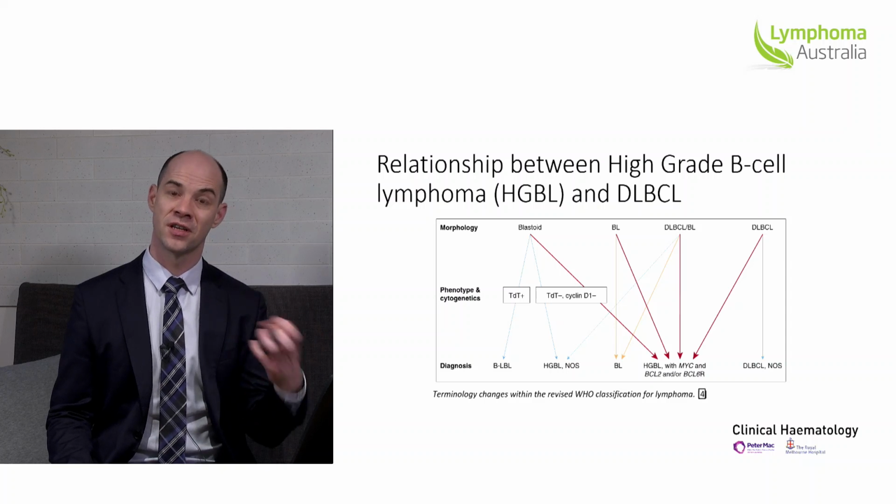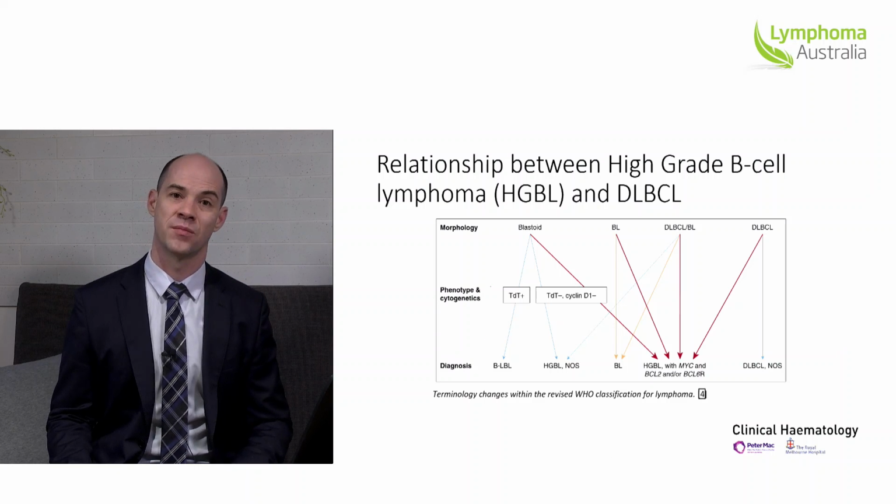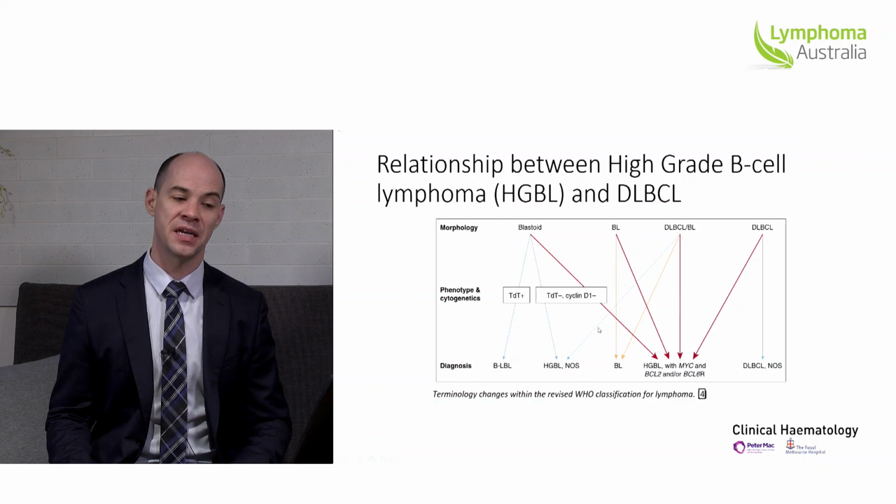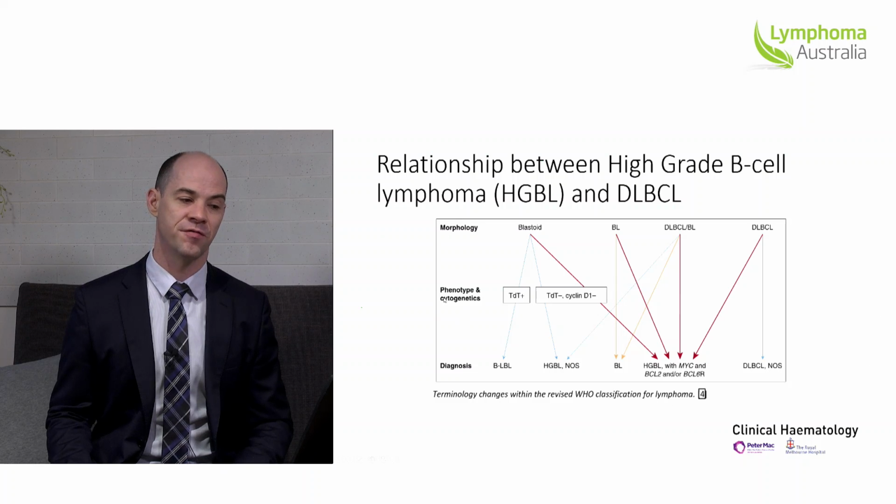realized that FISH, this way of looking at lymphoma cells that can be just a little bit more accurate than the pathologist's eye, was picking up on these rearrangements of MYC and BCL2 in lymphomas that didn't look like diffuse large B-cell lymphoma. And so you can see here on this diagram how the World Health Organization is changing our labels for lymphoma. And here, under morphology, is what the pathologist sees. Phenotype and genetics are what FISH might tell us and what the protein surface markers might tell us. And then this is the ultimate diagnosis.